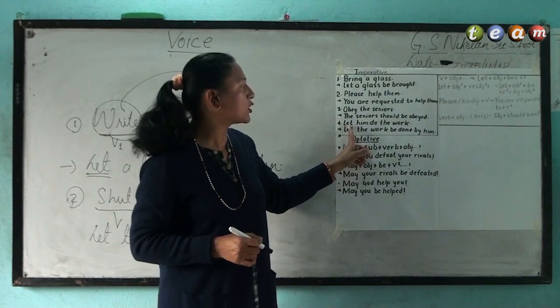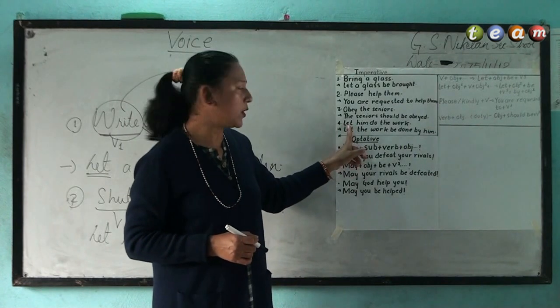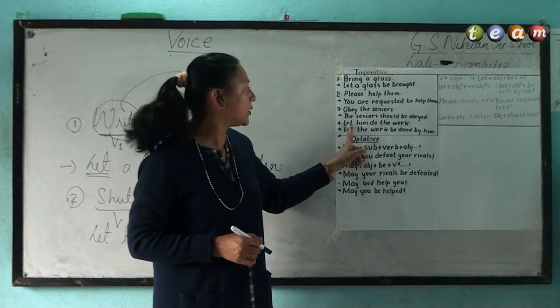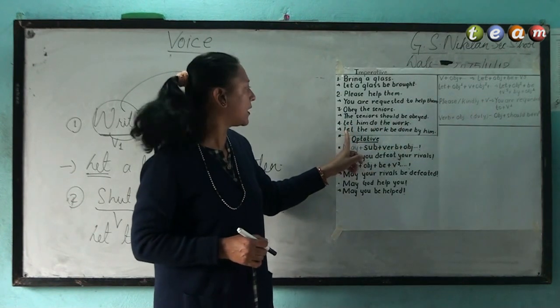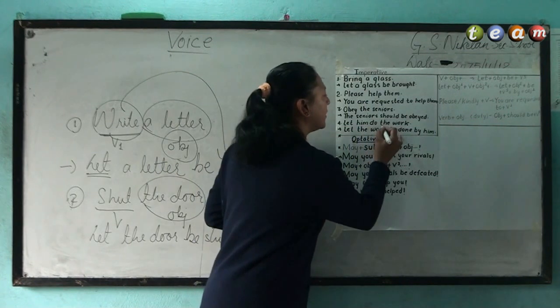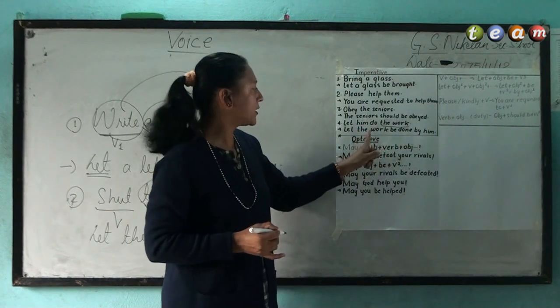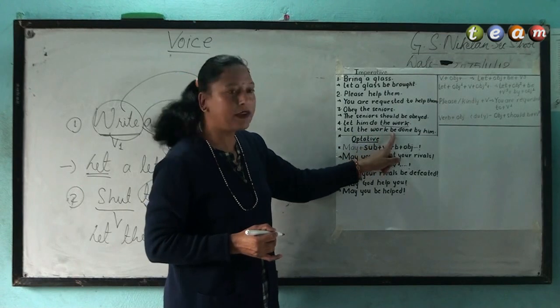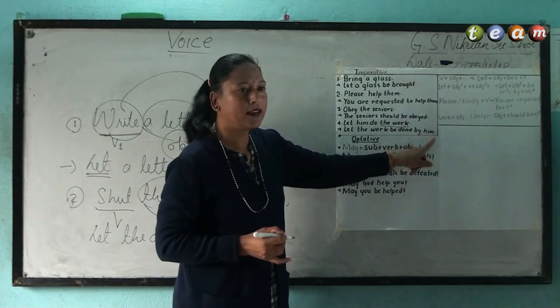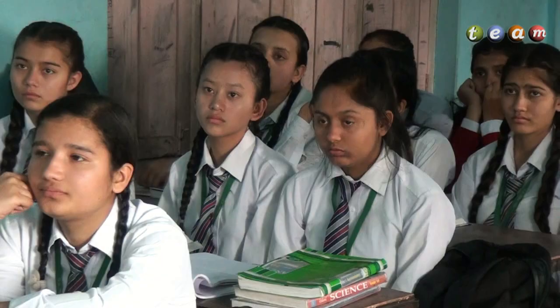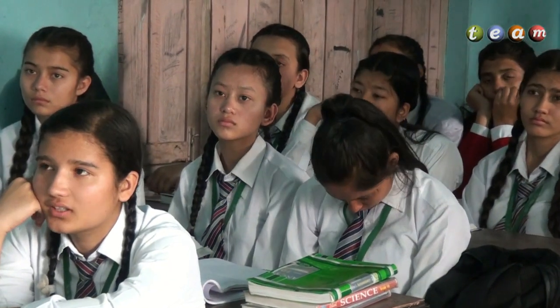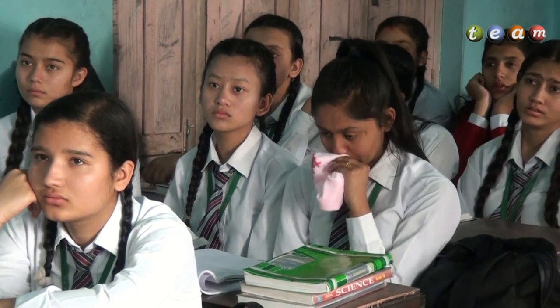If the sentence starts with let. Next one, if the sentence starts with let, for example, let him do the work, we can start with the same let. Let the work, the object comes here, and then be plus the verb we need, done by him. Let the work be done by him. This is how we change imperative sentences from active to passive.